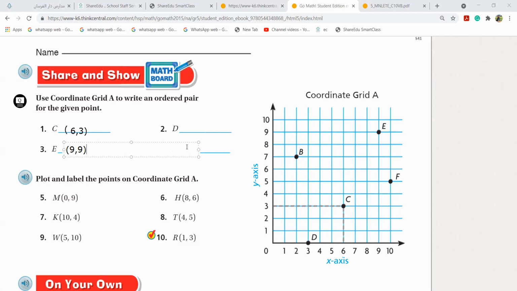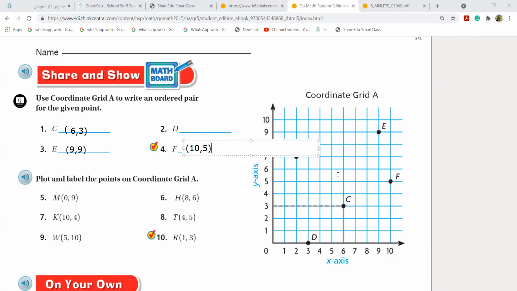Okay? Amal, here, F. Tell me what is F. 10.5. Okay, never write 5.10. Start with the X axis, okay? Now next.